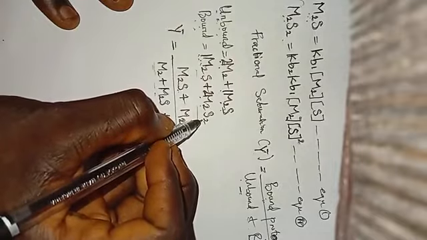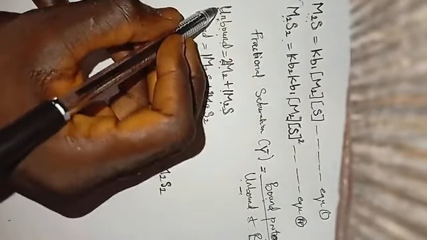So for easy remembrance, once you write out the unbound, just put in decreasing order 2, 1, like that.